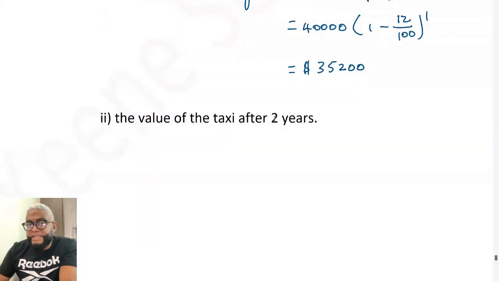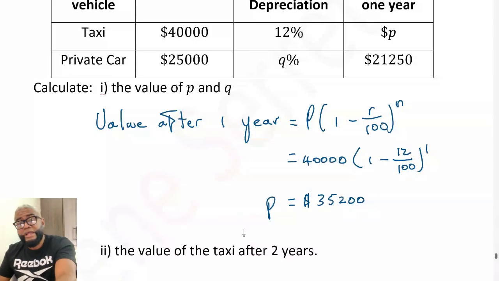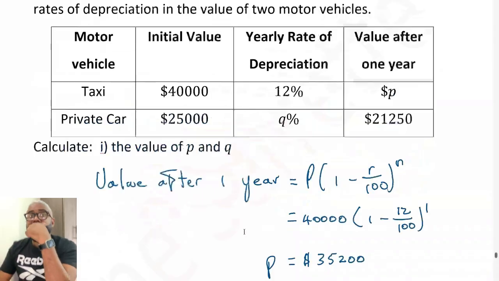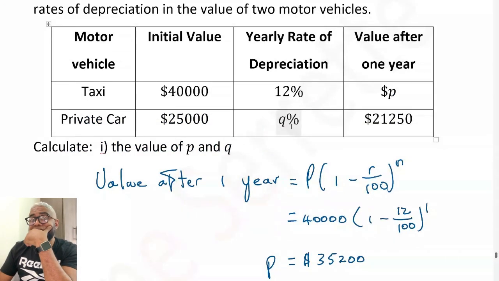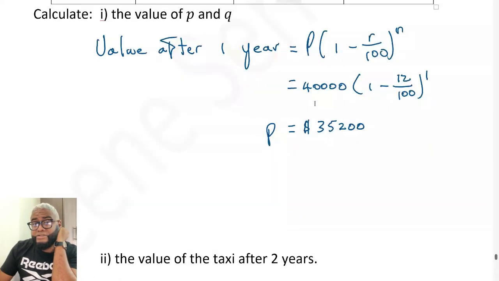The value of the taxi after 2 years. No, wait, we didn't find Q. This is P. We still have to find Q. Look at this one. They want the depreciation, the rate of depreciation, how much it went down by. Remember, this is the value after 1 year.